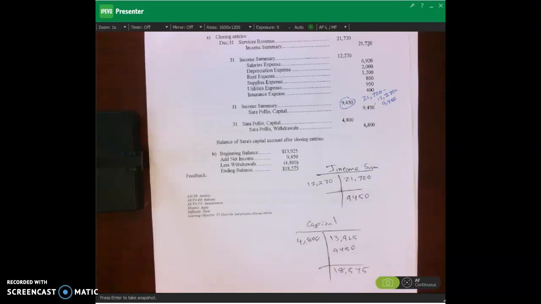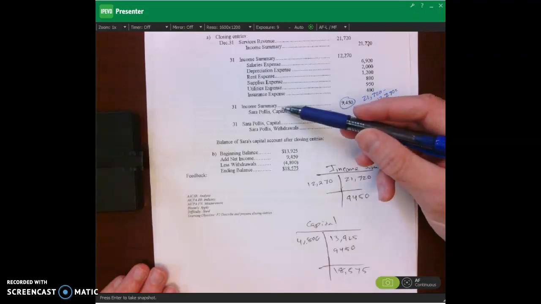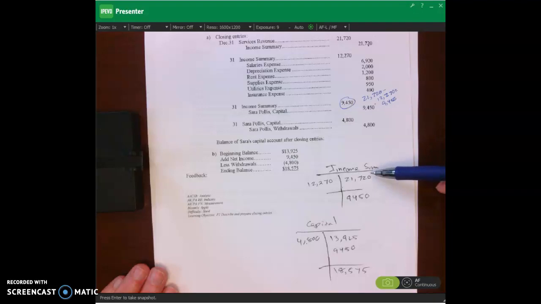With a lot of these problems, when you're trying to get to step 3, to close out income summary to capital, I have a suggestion. Use a T account. T accounts are your friends. Use T accounts to help you figure that out. Or you can just simply subtract it, but I think doing a T account does a nice job of visually representing what's going on.